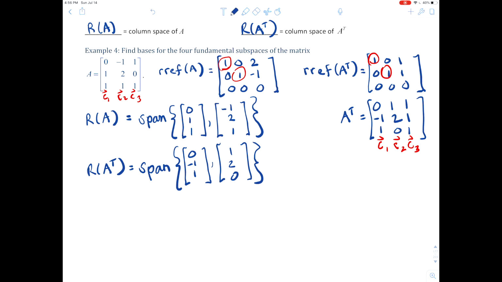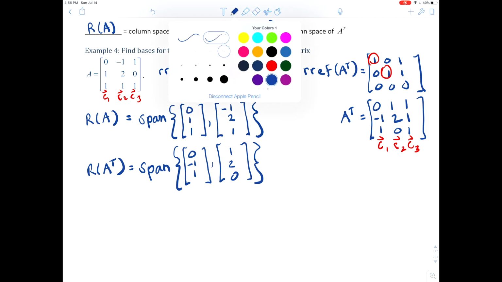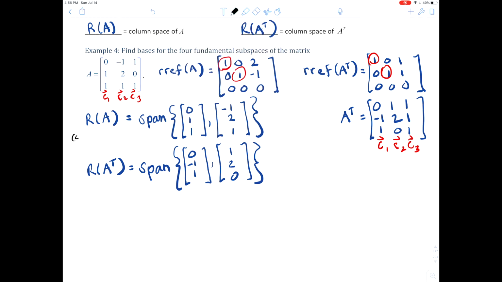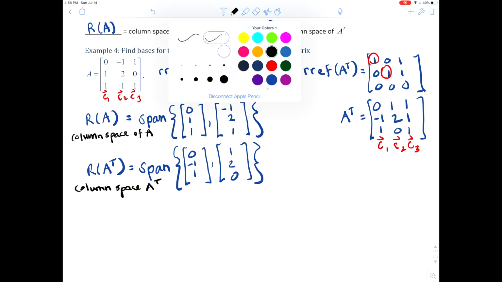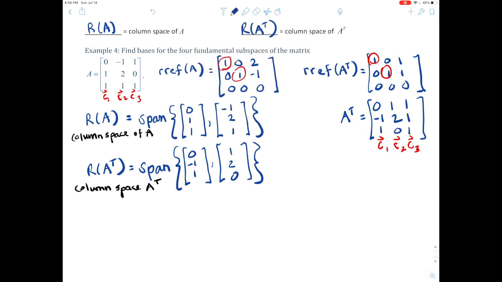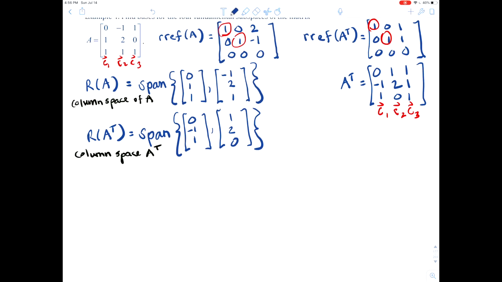So the null space of A and the null space for A transpose, what are they? Just so we keep track, this is the column space of A, the column space of A transpose, and now we're working on the null spaces. So remember, for null space, what do we have to do? You have to solve what equation?